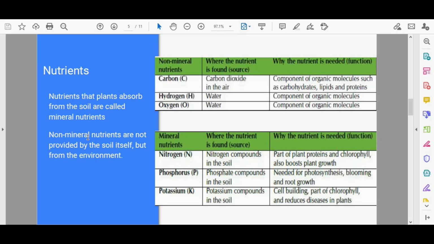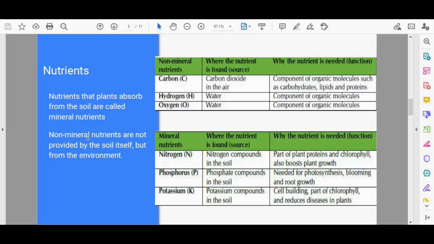So nitrogen, where is the nutrient found? Its source, it's found in the soil, as well as your phosphate and your potassium, they're all found in the soil. And obviously you want to know why the nutrient is needed. So why is nitrogen needed? Well, it's part of plant proteins and chlorophyll, so it boosts plant growth. Phosphorus is needed for synthesis, in other words, for the plant to grow or boost the growth from the root. And then potassium, of course, that's your cell building.